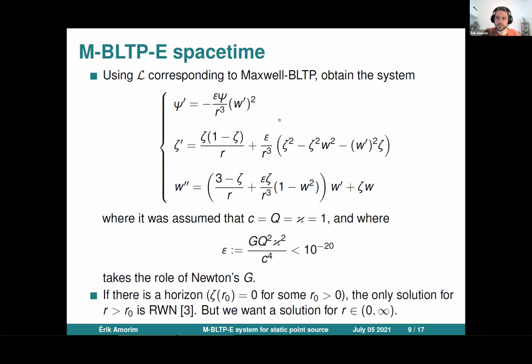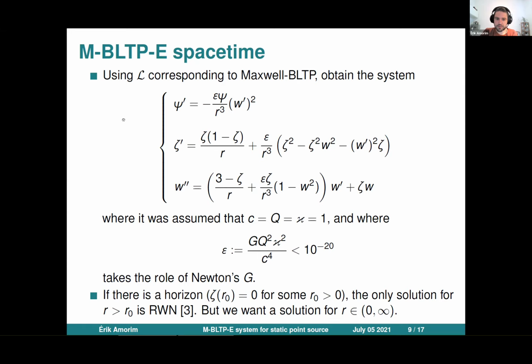So you're almost forced to think of the system as a perturbation of the epsilon equals zero case. I wanted to see here that the psi function, psi prime, is strictly negative. So it's not going to be constant equal to one. However, it does not show up in the other equations. So that makes it easier to study. You can essentially try to solve the equations for zeta and w first, and then find psi.